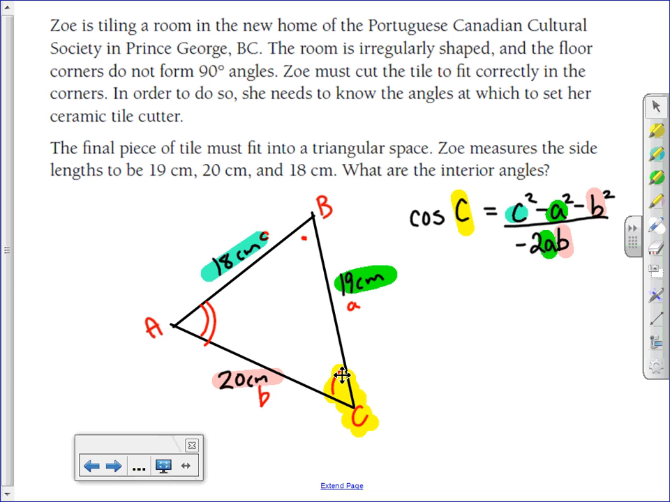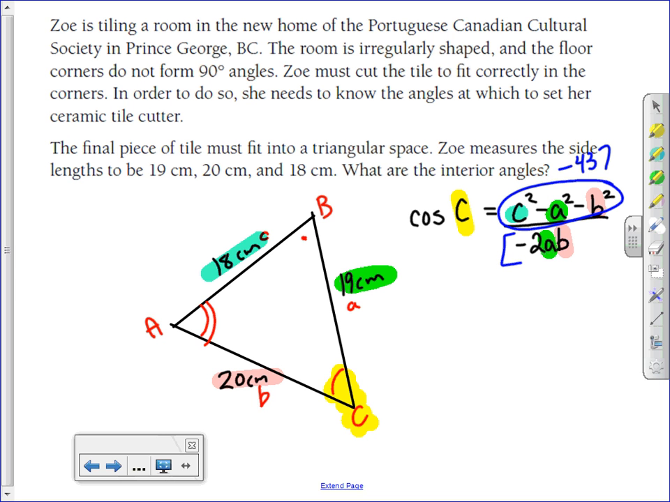I'm going to start with the blue, the 18 squared. So go 18 squared, subtract A squared, which is 19, and subtract 20 squared. And I will get a number that is, and again, you don't need to show this on your page. I'm just showing this so you can check your work as you go. That's negative 437.